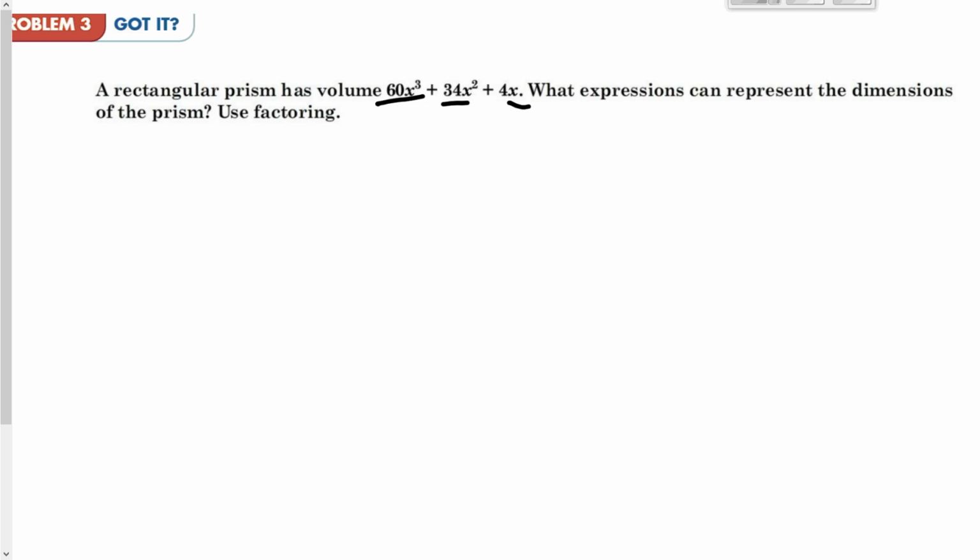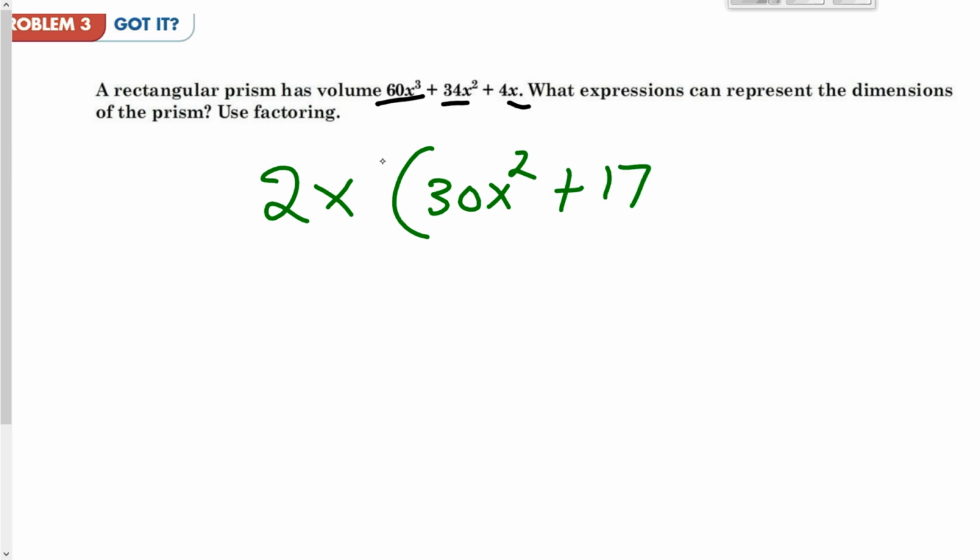Okay, go ahead and pause the video if you haven't done it yet, because I'm about to start. Okay, so I look at all these three numbers. They're all even, right? So I know a 2 goes into all of them, and they all have an x, so I want to factor out an x as well. And then 2 times what is 60? That's 30. x times what is x cubed? That means I need an x squared. 2 times what is 34? That's 17. x times what is x squared needs another x. And 2 times what is 4? That's a positive 2. And it already has the x in it, so I don't need another x.